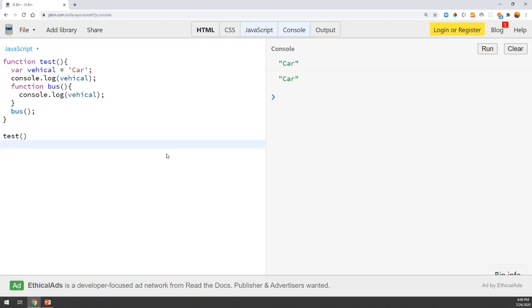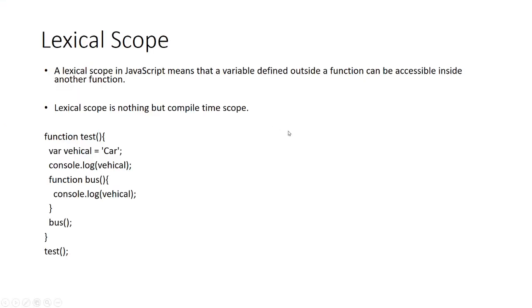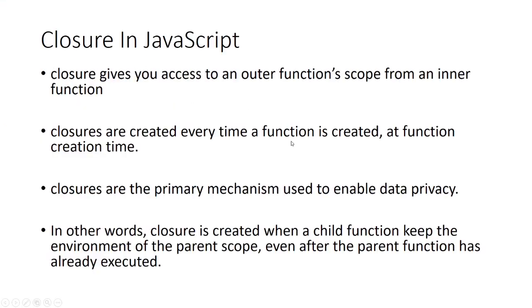So let's see now what is a closure. Closure in JavaScript gives you access to the outer function scope from an inner function, the same as we have seen in lexical scope. So what happens behind the scenes when we can access outer function scope variables inside an inner function? That is nothing but closure coming into the picture.